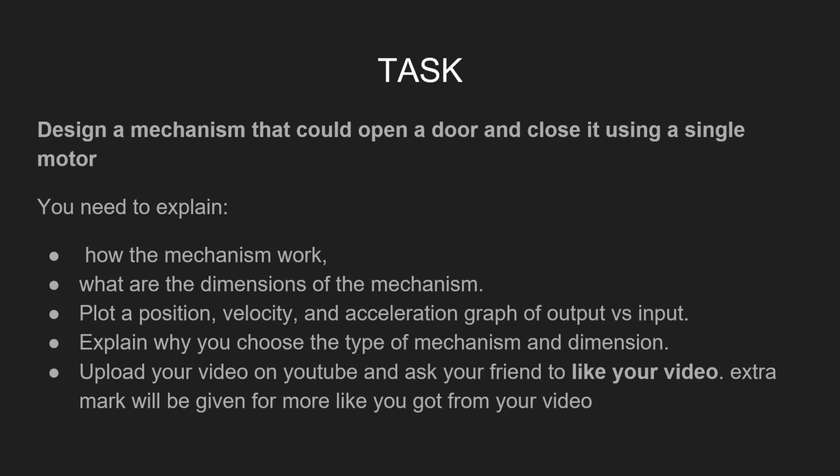The task that we are given, as I said earlier, is to design a mechanism that could open and close a door using only a single motor. In this presentation, we are going to explain how the mechanism works, the dimensions of the mechanism, the position, velocity, and acceleration profile of the mechanism with respect to the input and output link, and we will also explain why we chose this specific type of mechanism and dimensions.